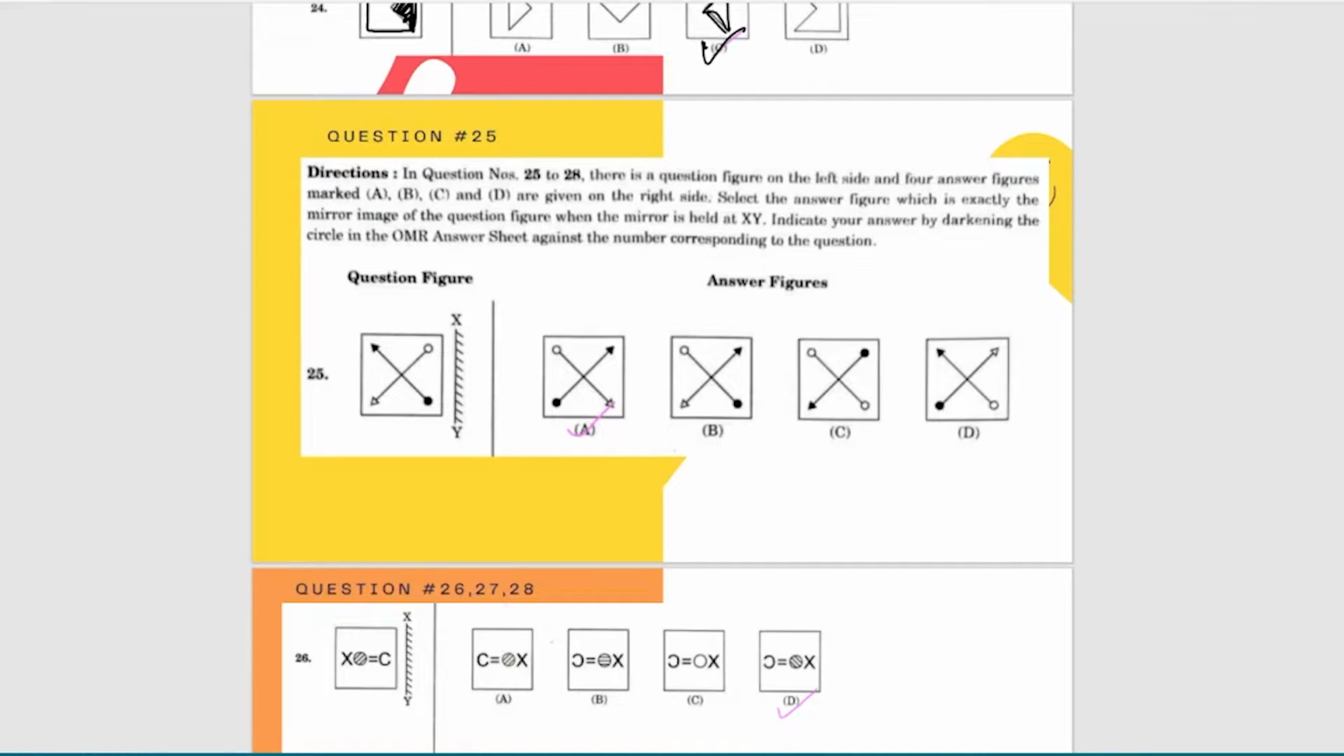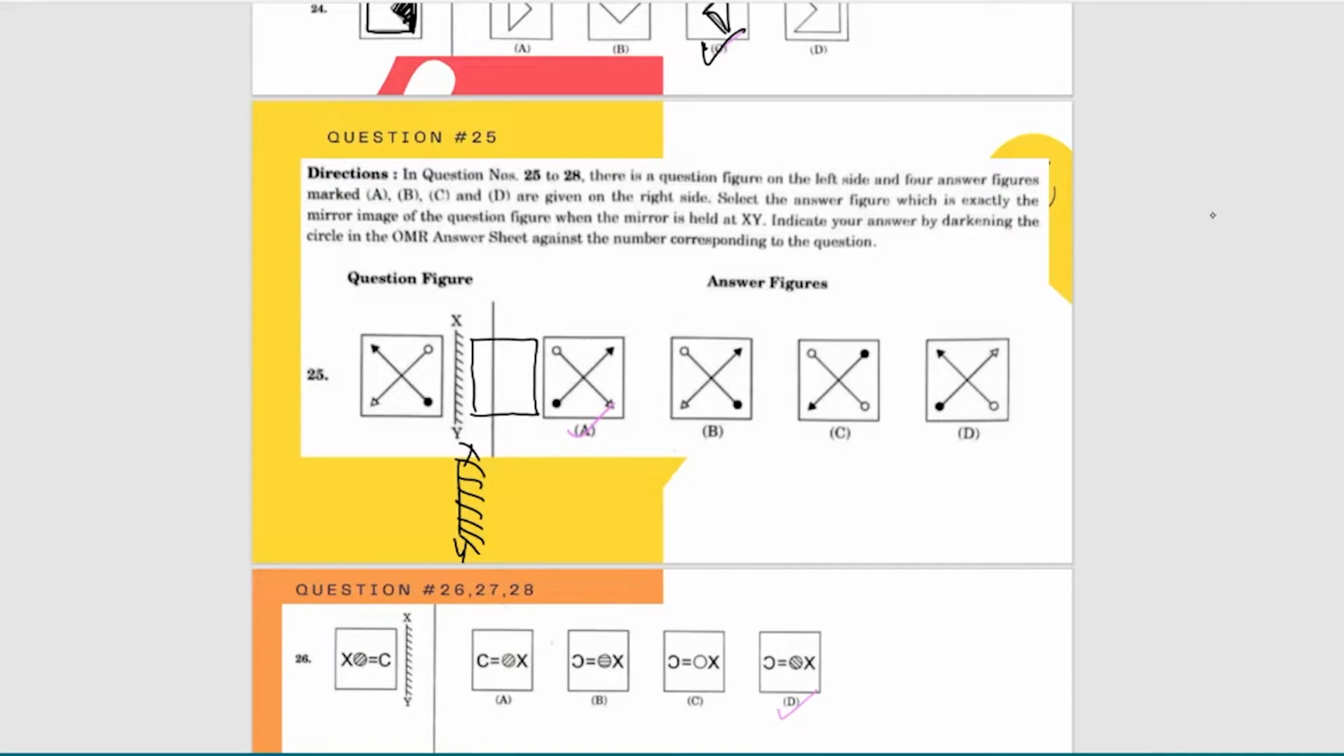So basically what they are saying is this line that you can see, this line with the other smaller lines pointing behind it, this line with X and Y labeled is the mirror. And basically we have to find the mirror image of this figure and we have to mark which of A, B, C, D is the correct mirror image of this question figure. So we take this line as our mirror and now let's try to make the mirror image here only.